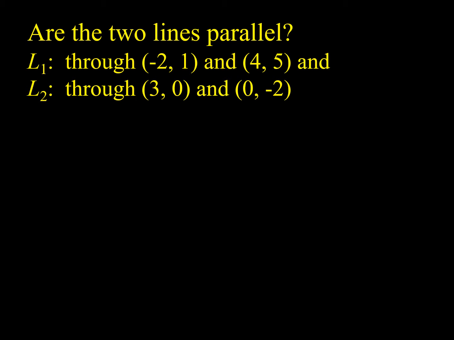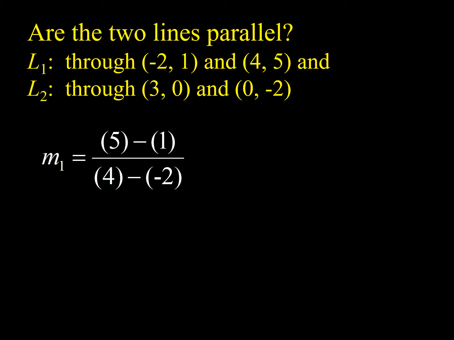Line 1 goes through negative 2, 1 and 4, 5, and line 2 goes through 3, 0 and 0, negative 2. So from here, using the slope formula, which is y sub 2 minus y sub 1 over x sub 2 minus x sub 1, we have for the slope of line 1, 5 minus 1 over 4 minus negative 2, which is equal to 4 over 6. And always remember to reduce it to lowest terms for the slope, so it is equal to 2 over 3.